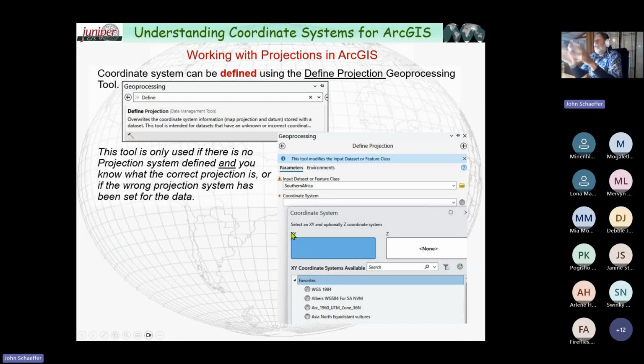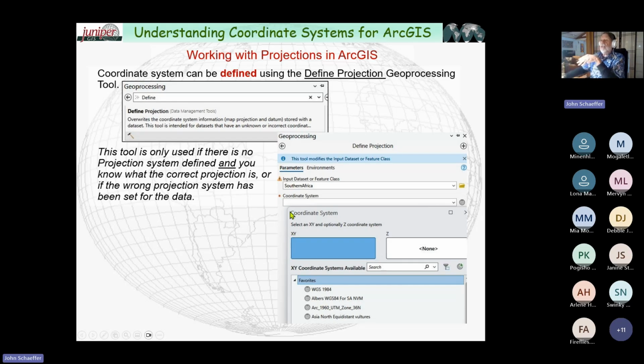Now, there's a couple tools you can use when you're working with coordinate systems. So the coordinate system can be defined using the Define Projection geoprocessing tool, okay? Now, this is very important. This tool is only used if there is no projection system defined and you know what the correct projection system is, or if the wrong projection system has been set for the data, okay? So Define does not project the data to a different coordinate system.